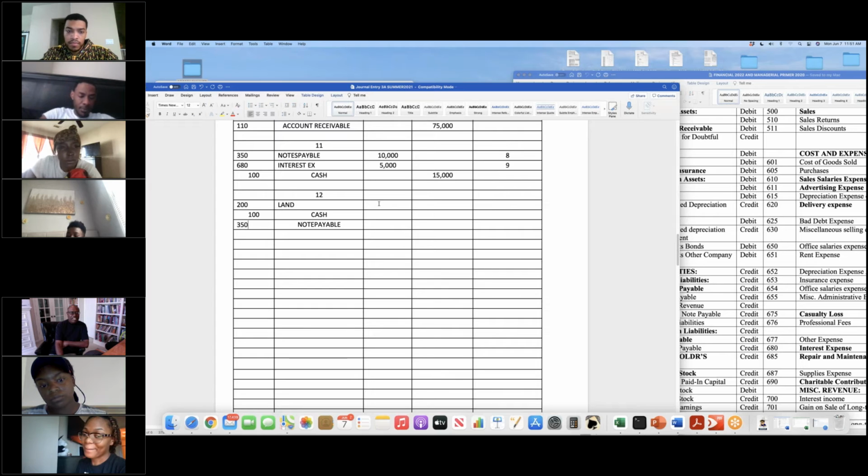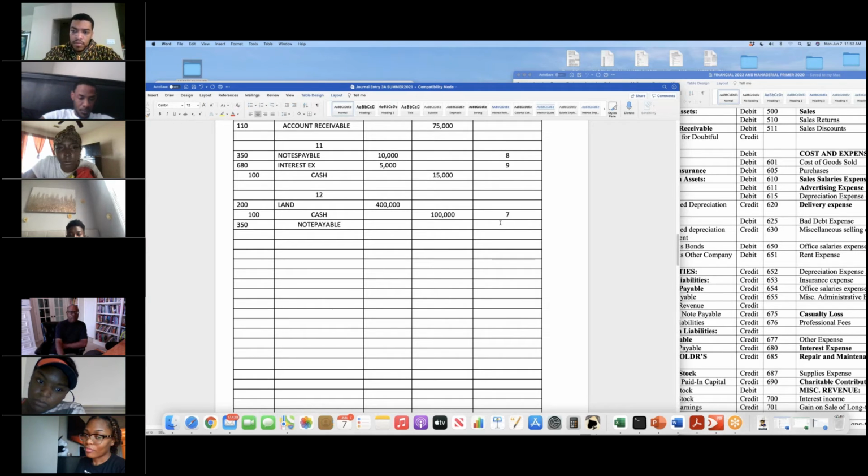So we're gonna debit land for how much? 400,000. Yes. Crediting cash for what? 100,000. What type is this? 7 and 12. Then 12 for the note.